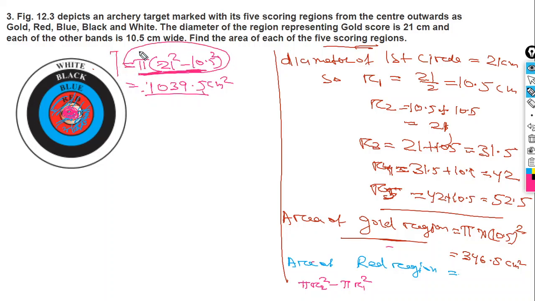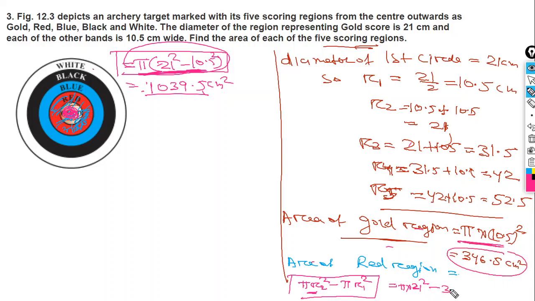You can find it by calculating, or you can also try it a different way. Here you have pi r2 square minus pi r1 square. You just find pi r2 square, which is pi times 21 square, minus pi r1 square. You already know the value of pi r1 square, so you directly write 346.5 cm square. So you have to only find this one. Okay, so you got it.